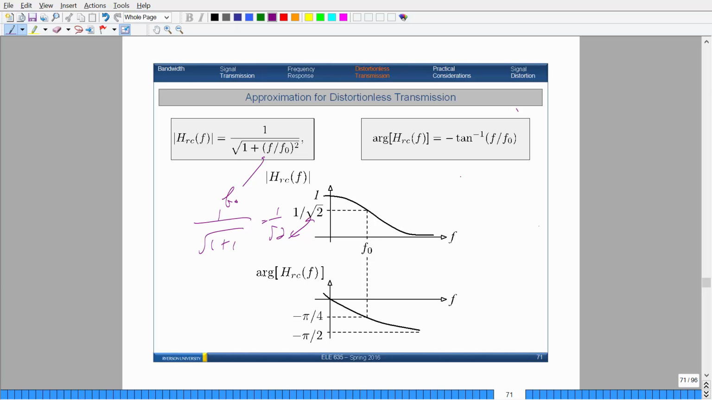Also interestingly enough, if you put in f0 here, you'll get minus tan inverse of 1, which is actually 45 degrees, or minus pi over 4. That's why you have a minus pi over 4 here, because of f0. Then as you let the frequency approach infinity, it makes sense that the angle would approach minus pi over 2. This is a pretty good result here.